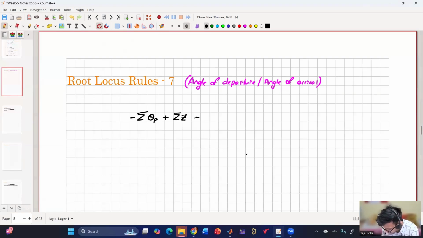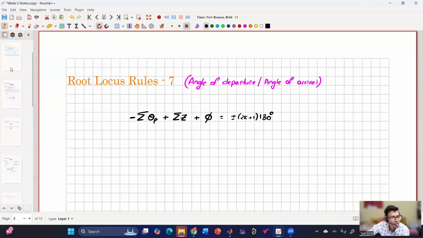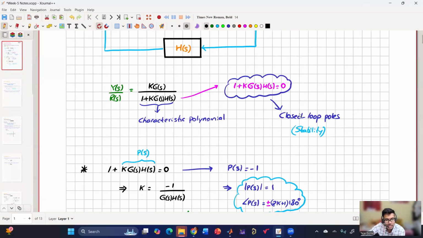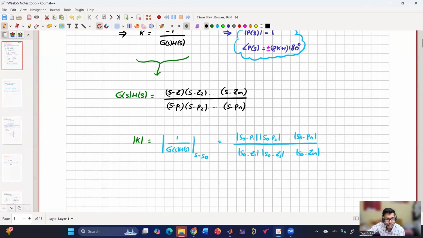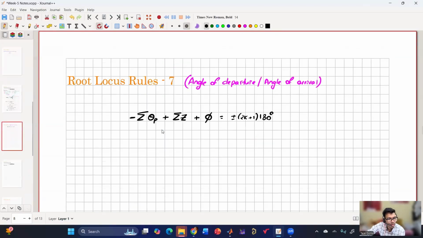And then plus this angle of departure, I am calling it phi, will be plus or minus (2k plus 1) into 180 degrees. So basically we are getting it from this criteria: angle should be plus or minus (2k plus 1) 180 degrees. And how is that angle defined? Angle is defined by angle of zeros minus angle of poles plus that angle of departure, which will be plus or minus (2k plus 1) into 180 degrees. So this is the equation using which we'll calculate the angle of departure or angle of arrival. We will understand it better once we solve a problem similar to the previous cases.